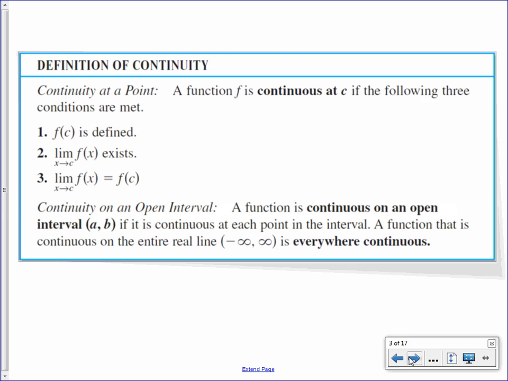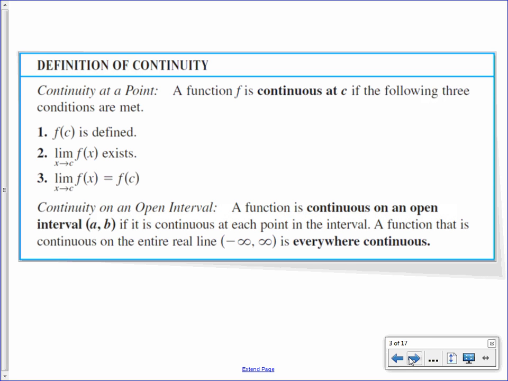Is it continuous at x equals 1? How do I figure that out? Number 1, f of c is defined. What does that mean? It means that all points are actual points. We have a point. We're just talking about continuity at one point here. So at x equals c, we have a point.